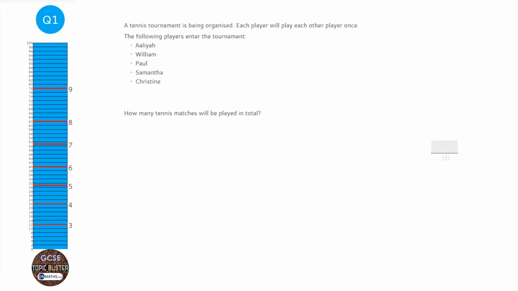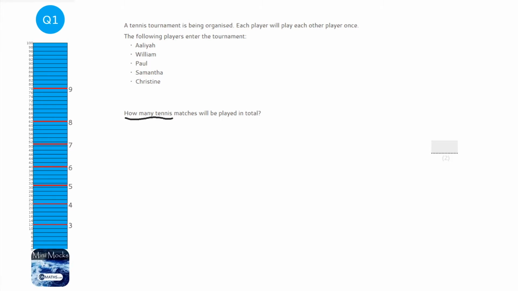So this question says there's a tennis tournament being played where each player plays each other once. And there's multiple ways of doing this. One of the ways is listing out all the different combinations. But this question only asks for how many tennis matches are being played. So you don't need to list them out, and sometimes you will need to list them out. This one you don't.